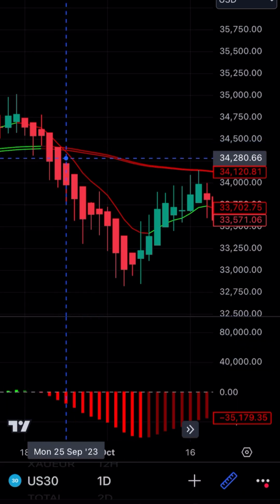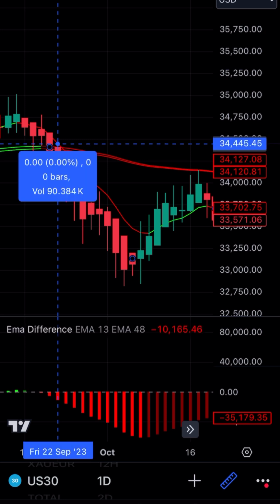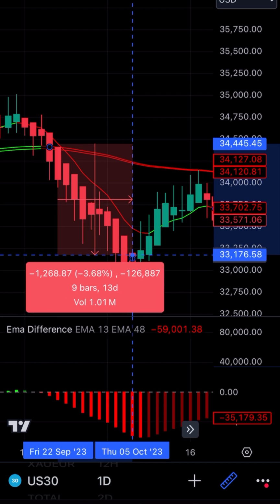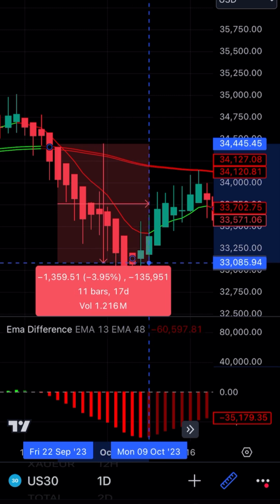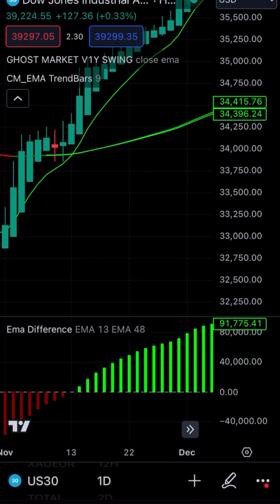And basically you can come in right here or here, anywhere, because you see it crossing. Trend is down right now, so you would ride this out. Get out before it turns dark red. Get out here. This is 134,000 pips, and you would have made about $1,343.